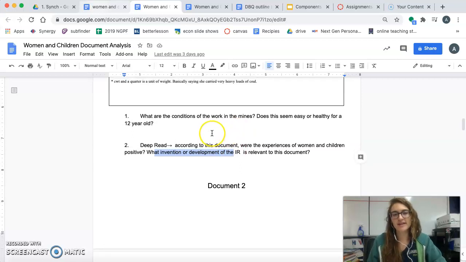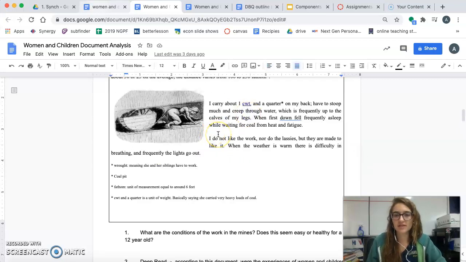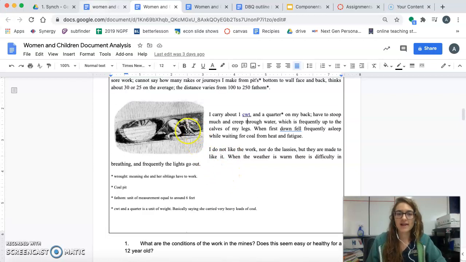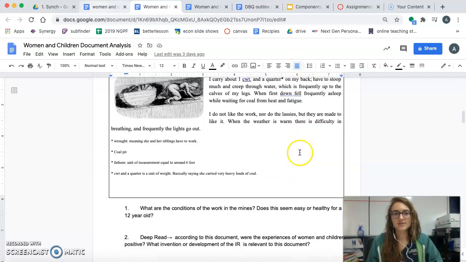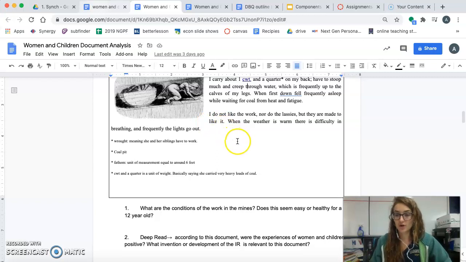So we did this first one together, right? It was the invention of the steam engine. They had to mine so much more coal than they ever had before, and child labor was used in these mines. And we talked about how it wasn't positive. Okay, so that's what we did last class. So today, you're going to be forming an argument in response to our DBQ question.